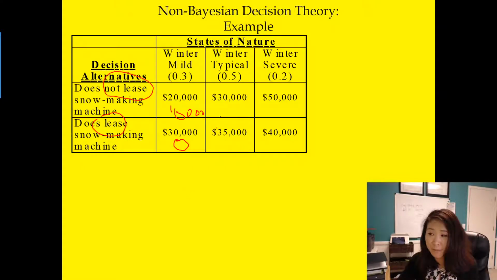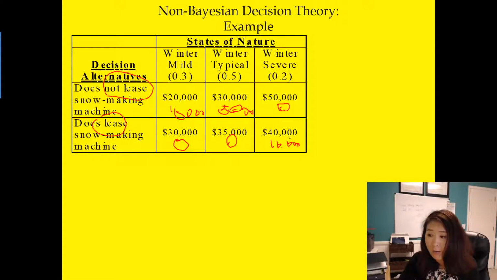We use the same idea to figure out winter is typical and winter is severe. If the winter is typical and you chose not leasing, will you feel regret? Of course, you can make 35,000 if you lease. So therefore, you have regret of 5,000. However, if you lease the snowmaking machine, you have 0 regret. And if the winter is severe, if you choose not leasing, will you feel regret? No, of course, you make as high as you can, so that's 0. If you choose leasing, then you basically just waste your money to rent a snowmaking machine. Therefore, you do feel regret. By how much? By 10,000.